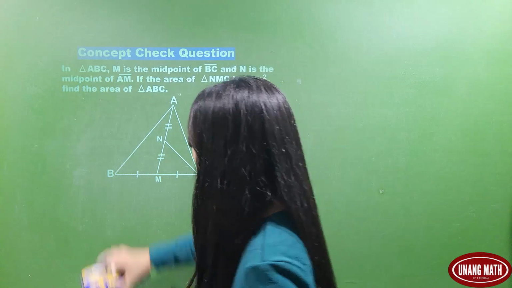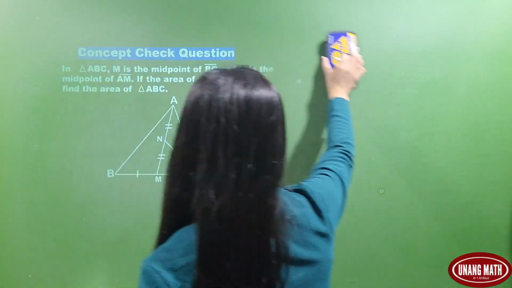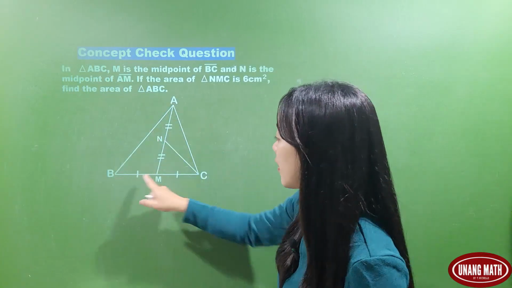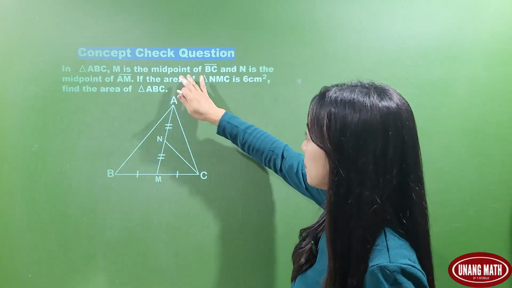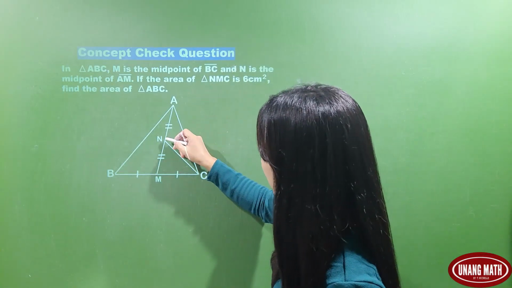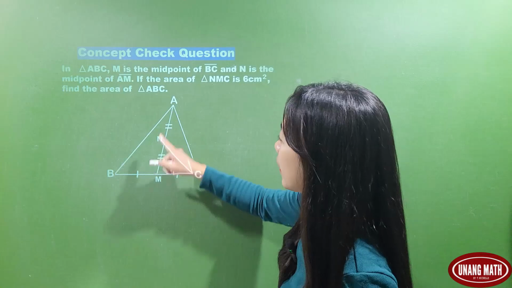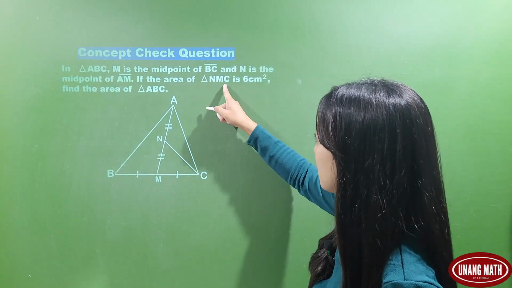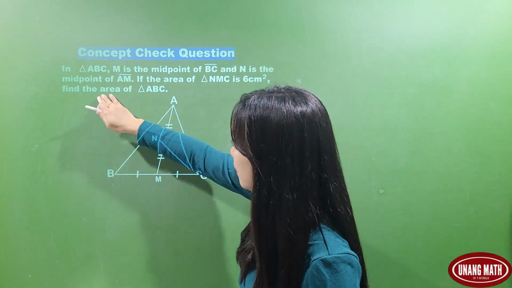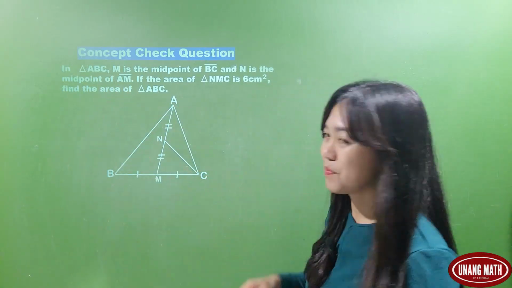Let's give another example by answering this concept check question. In triangle ABC, M is the midpoint of segment BC, and N is the midpoint of segment AM. If the area of triangle NMC is 6 square centimeters, find the area of triangle ABC.